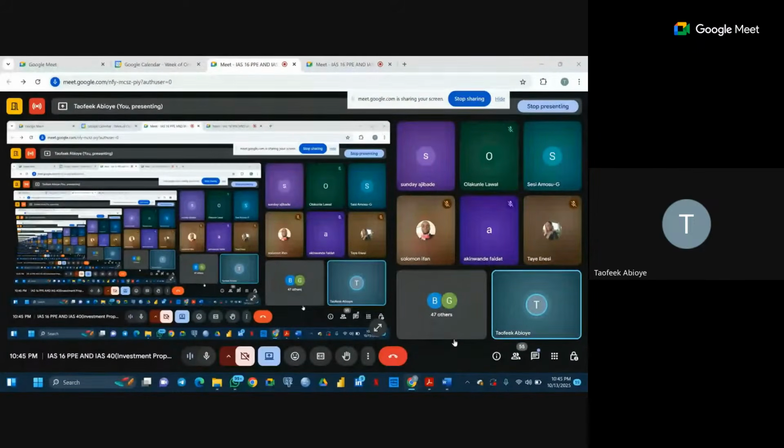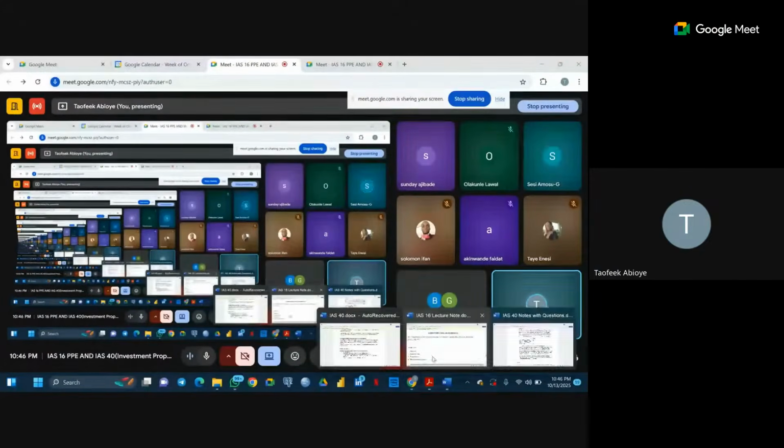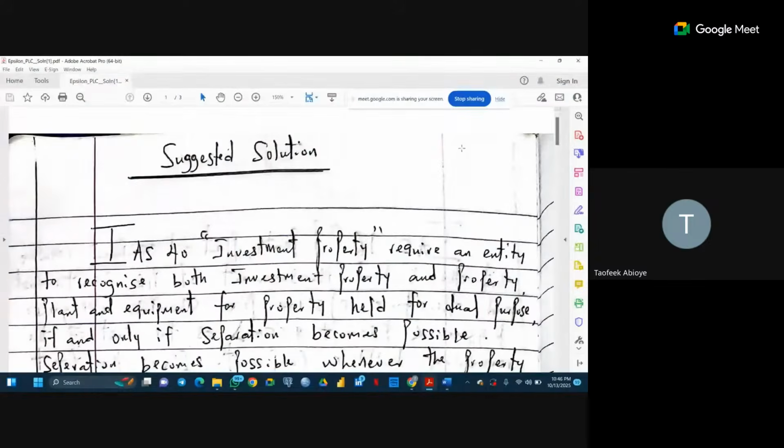It's just English. The English there is that they will tell you some of the criteria why an asset cannot be an investment property. You will see it there that it is being held for administrative purposes, it's been this, it's been that. And they will tell you some of the criteria why an asset should remain an investment property. So they will ask you to advise the management. I have it in the solution. It's very straightforward. This is the solution here.